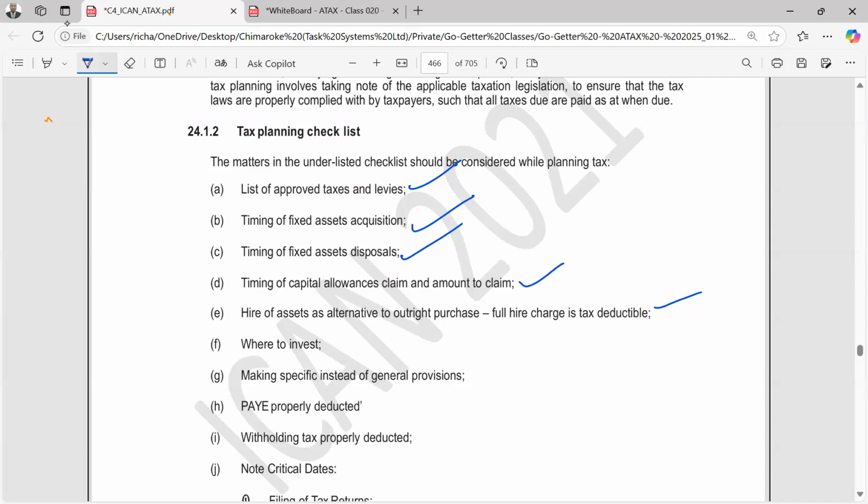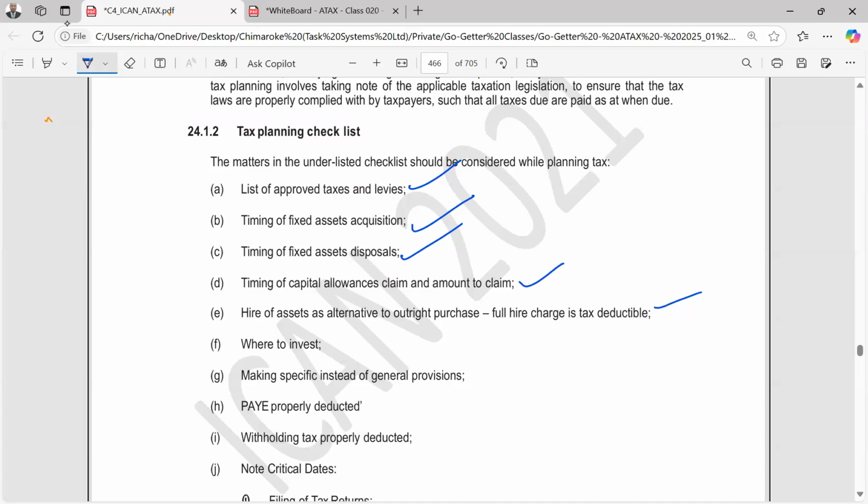If you have outrightly purchased, you'll be investing too much on an asset at one time. If you're not cash strong, it might affect your liquidity. You're also going to be claiming only capital allowances. Then you will not enjoy the hire purchase charges. Although you're going to be paying more, it's also going to be part of your allowable expenses, which will be written off against your assessable income.